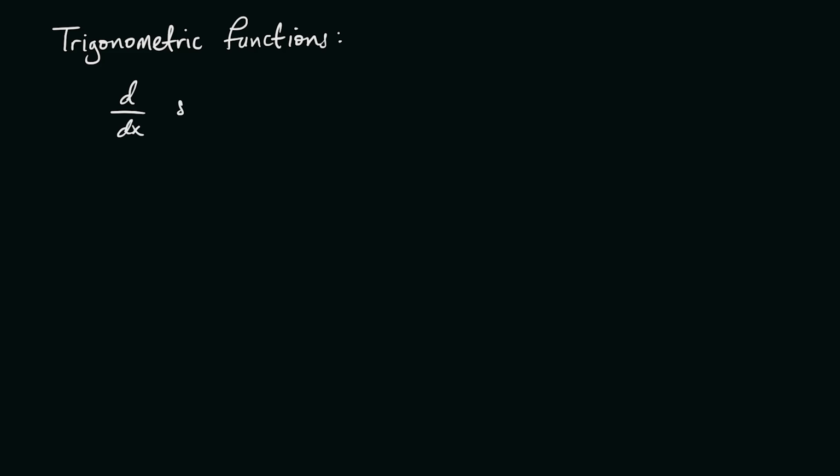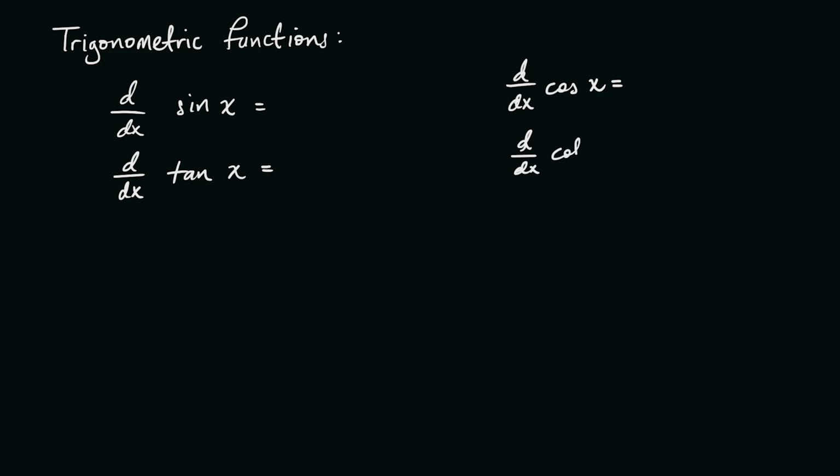d over dx of sine x, right, equals what? d over dx of cosine x. d over dx of tangent x. We have the derivative of cotangent x. And then the last two are just secant x, and the last one is cosecant x.